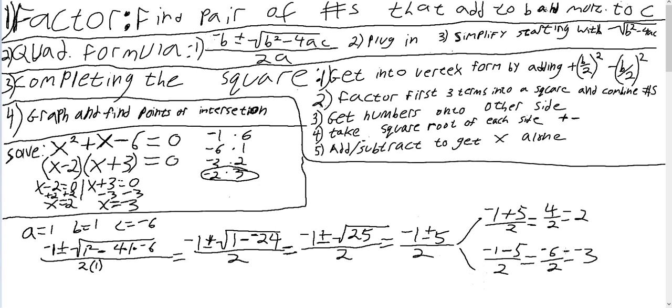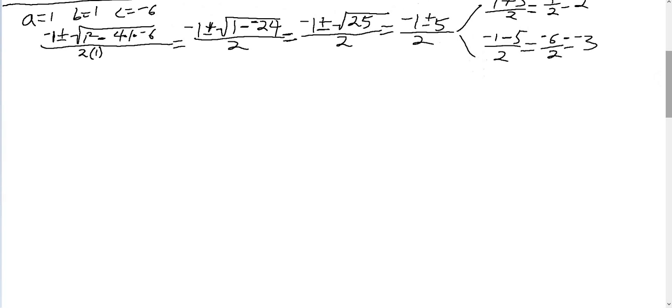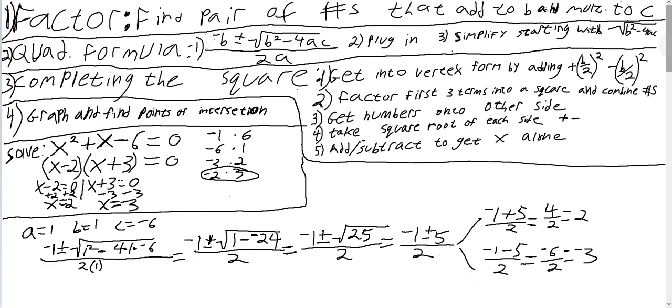Okay, next is completing the square. For completing the square, the first step is to get it into vertex form by adding b over 2 squared minus b over 2 squared.